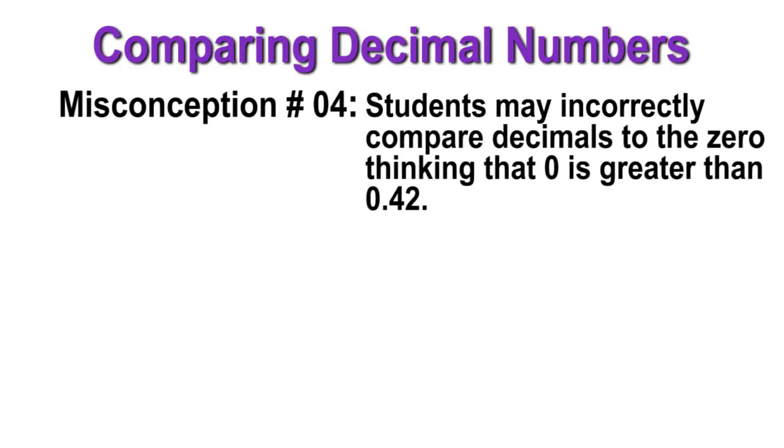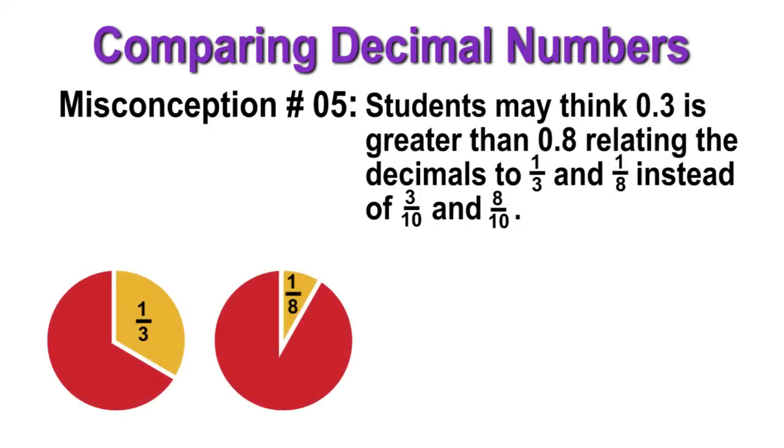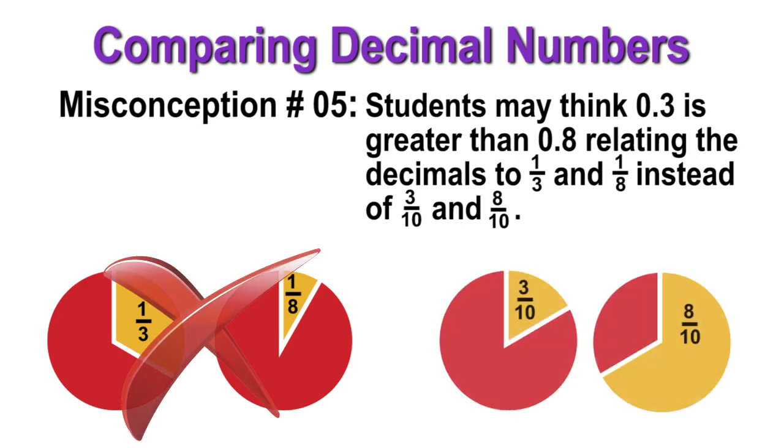A fourth misconception is that students may incorrectly compare decimals to 0, thinking that 0 is greater than 42 hundredths, because 0 is a whole number in the ones column, and 42 hundredths is a decimal number, meaning it is less than a whole. The last misconception is that students may think 3 tenths is greater than 8 tenths, relating the decimals to 1/3 and 1/8 instead of 3 tenths and 8 tenths. They know that sharing with 3 results in a larger piece than sharing with 8, and make an incorrect comparison. Help your student make correct conceptual models to help them have greater understanding for decimals.